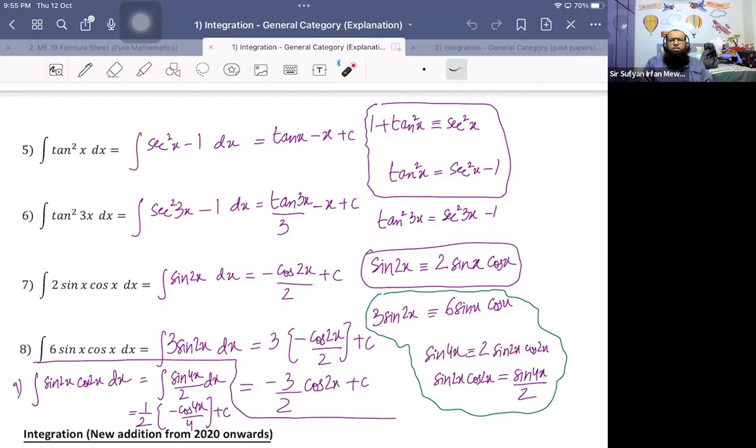Usually tan square and sin square in the same question, like tan square and sin square being multiplied. This is what you ask. Like integration of the product of tan square and sin square. Is this what you are asking?